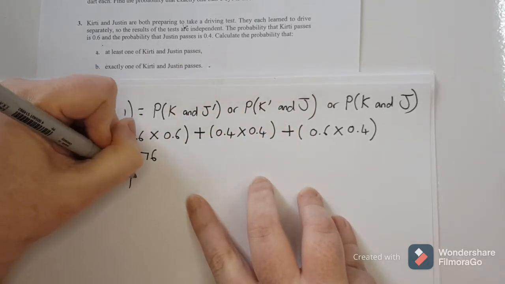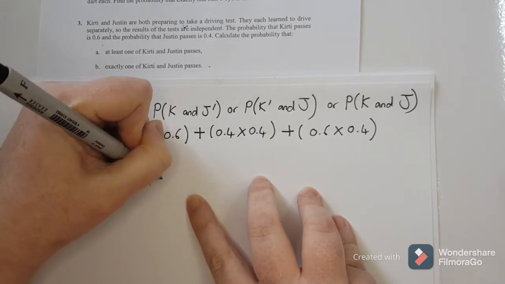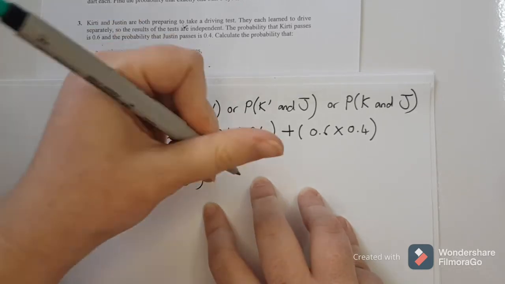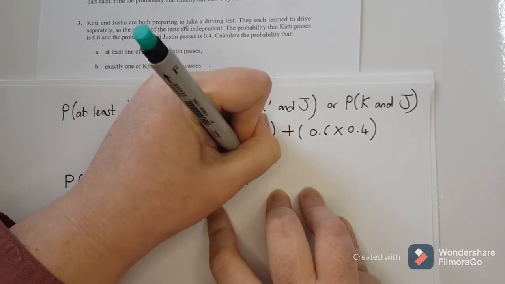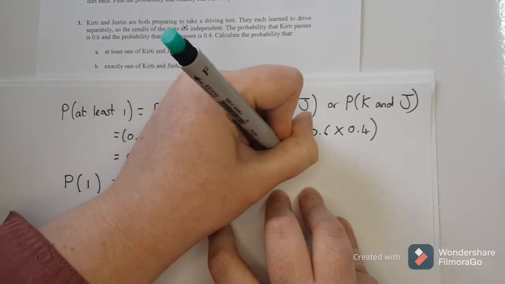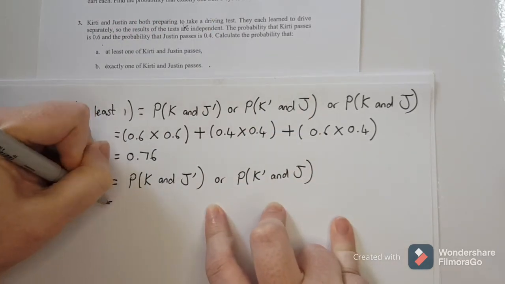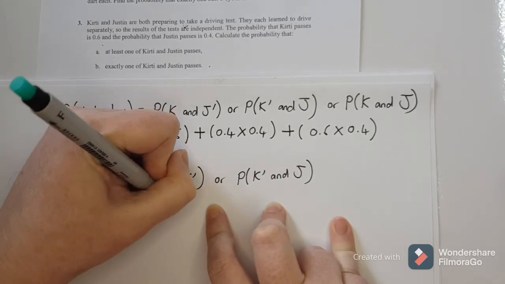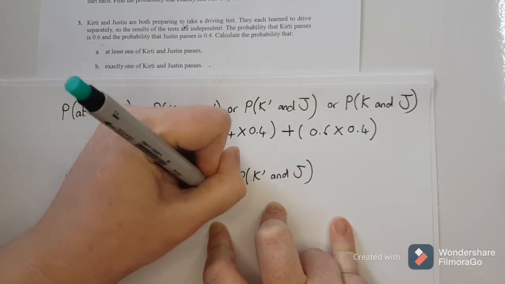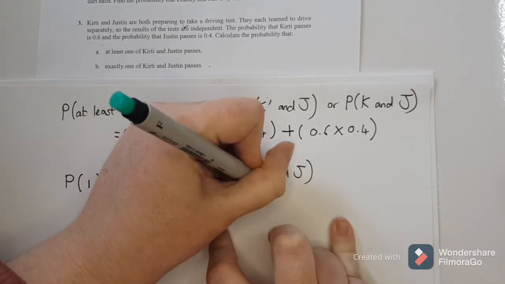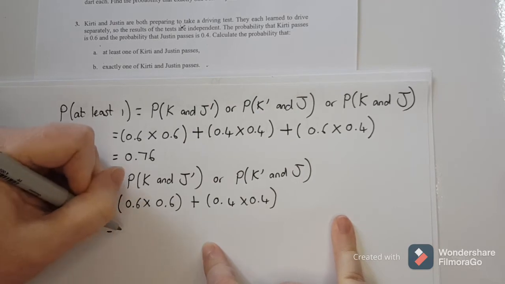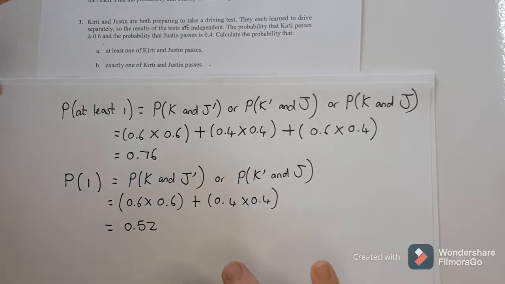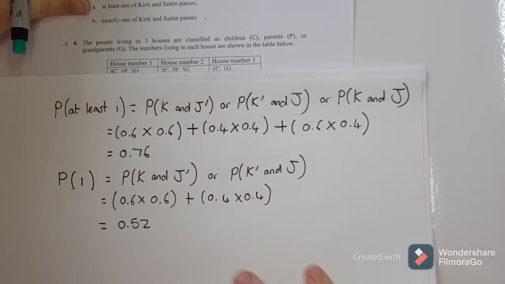So we're going to do the same thing as before, except now we're only going to use Kurtie not and Justin passing. So if we fill those in, 0.6 times 0.6 plus 0.4 times 0.4 gives us a final answer of 0.52.